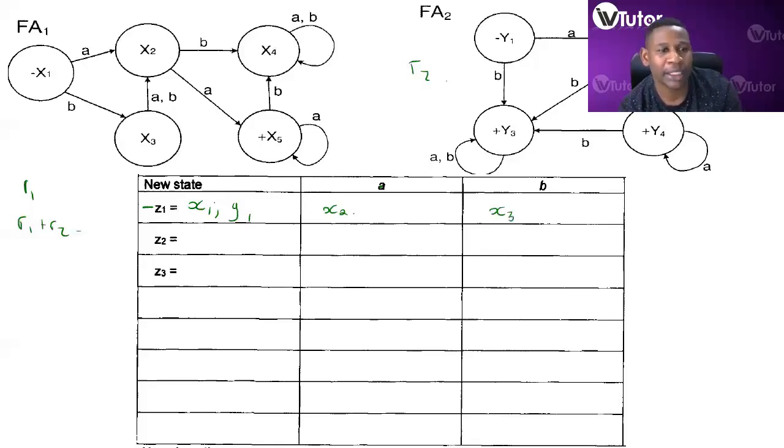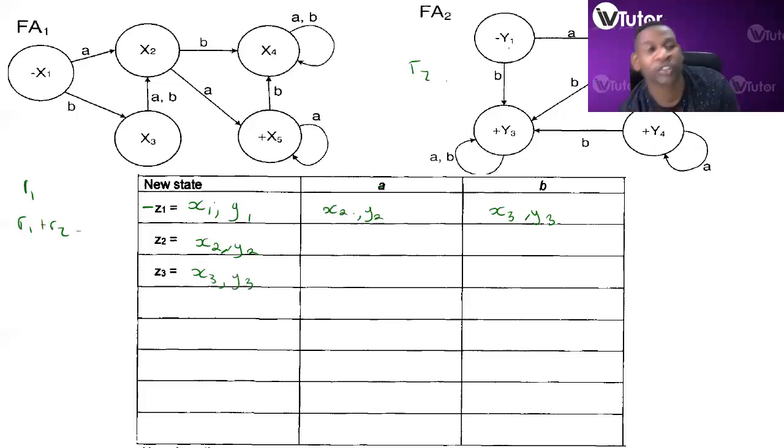And also, if we assume that this is equivalent to y1, if we read an A, you go to y2, and if you read a B, you go to y3. Then, because x2, y2 is not defined, we can call this z2, representing x2 or y2. And z3 is representing x3 or y3.